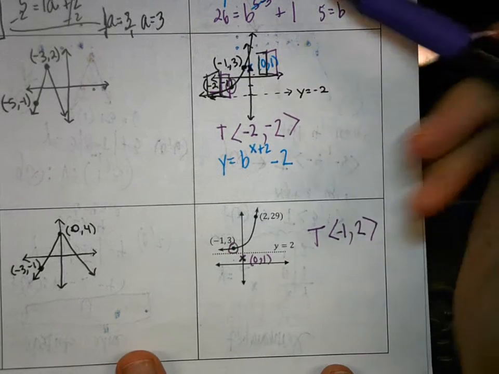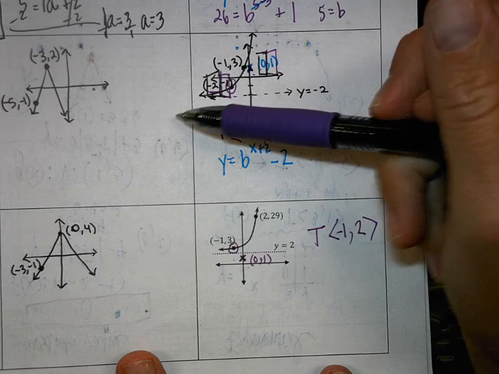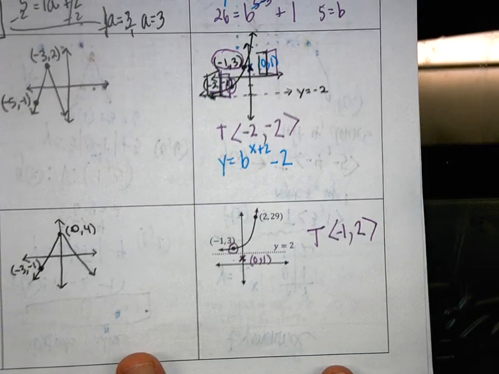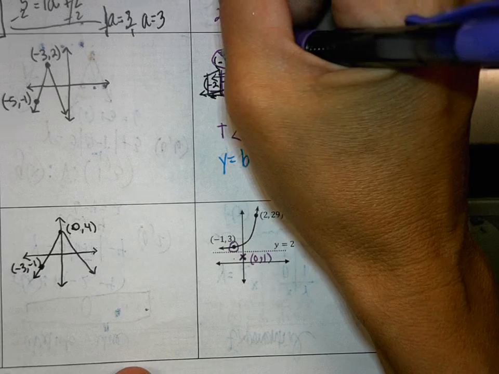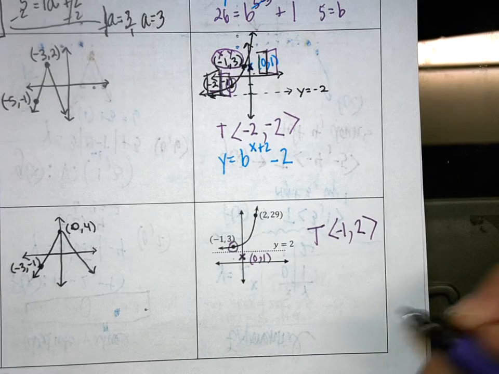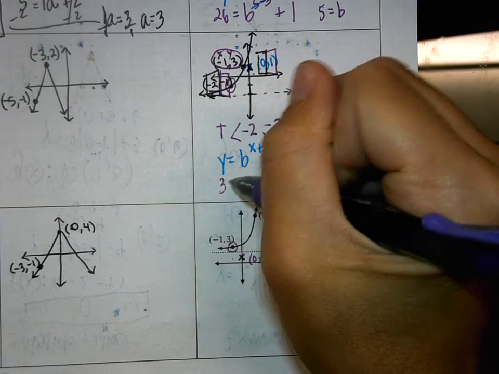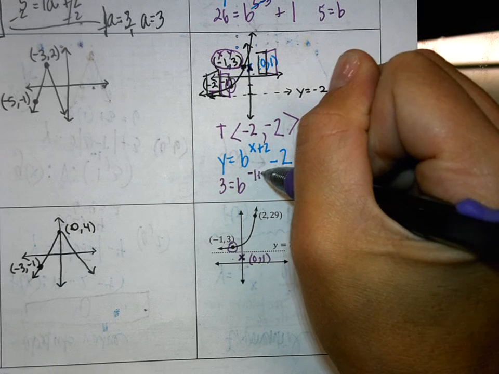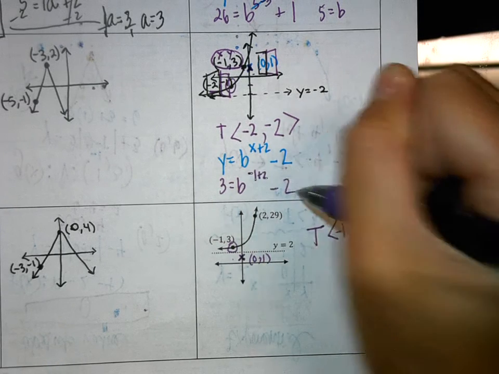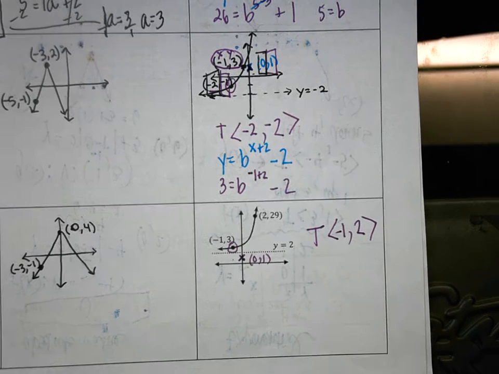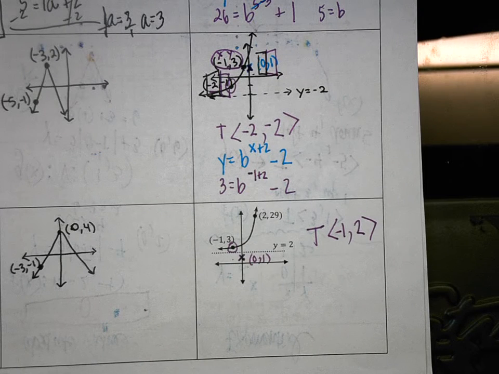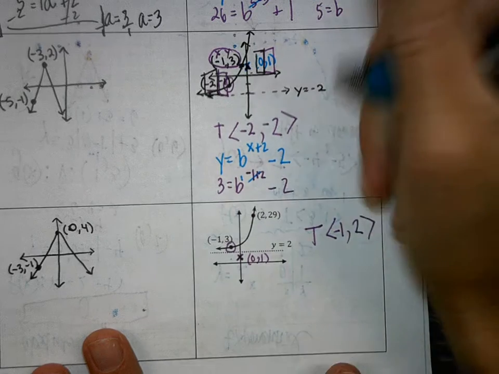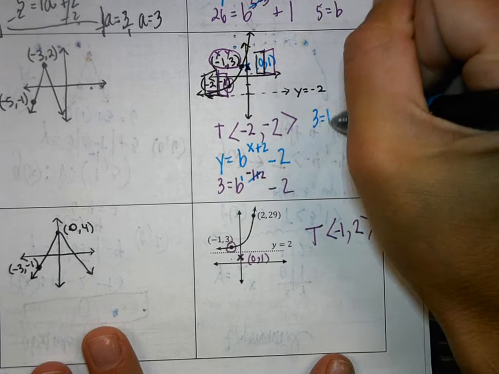Can I use my starting point values? No, we have to use the other ordered pair. So I'm going to be plugging in -1 and 3 for x and y. And so we get 3 equals b to the -1 plus 2, and then -2. What's -1 plus 2? 1. So this is 1. So we have 3 equals b to the first minus 2.